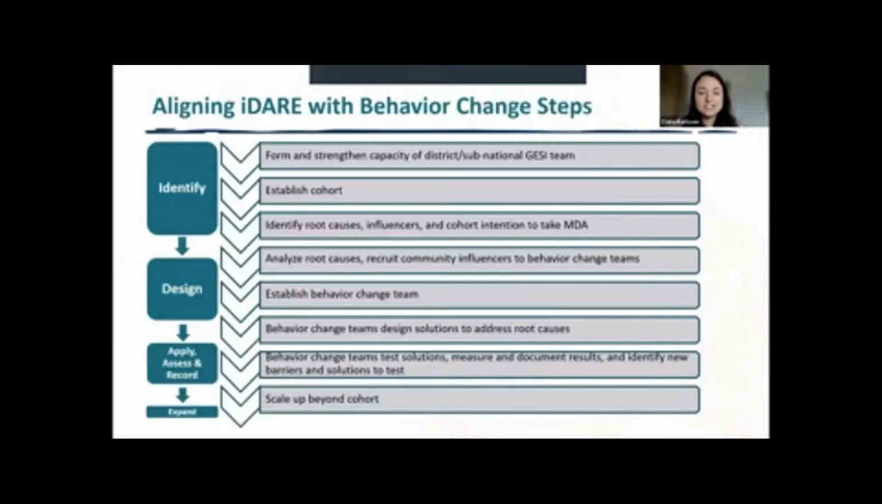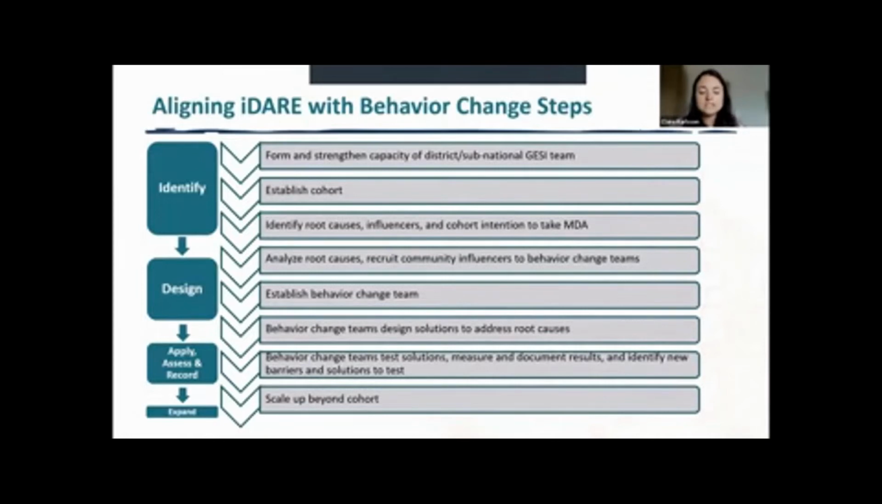The IDARE methodology serves as the basis for the behavior change activities implemented in Ethiopia and Uganda. You can see here the main steps of the activity and how they align with the IDARE steps. We first form and strengthen a subnational or district GESI team made up of various NTD stakeholders. This GESI team is meant to drive and oversee the process and demonstrate commitment to GESI integration at the district and community levels. The GESI team also selects a cohort of individuals who missed the previous MDA using the data available to them. This cohort of individuals is the focus of our behavior change activity.